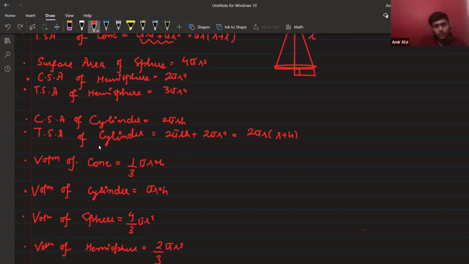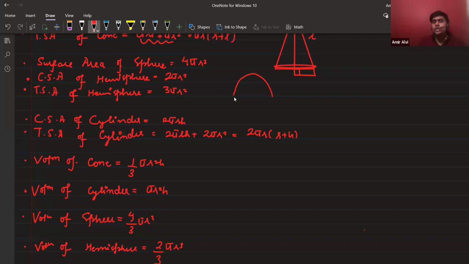Yes, sir. Let's take the hemisphere. Hemisphere is what? Hemisphere is the half part of the sphere. When you cut the sphere into two equal parts, a hemisphere is formed. Clear? So if you divide it into two equal parts, the curved surface area of a hemisphere will be 2 pi r square.